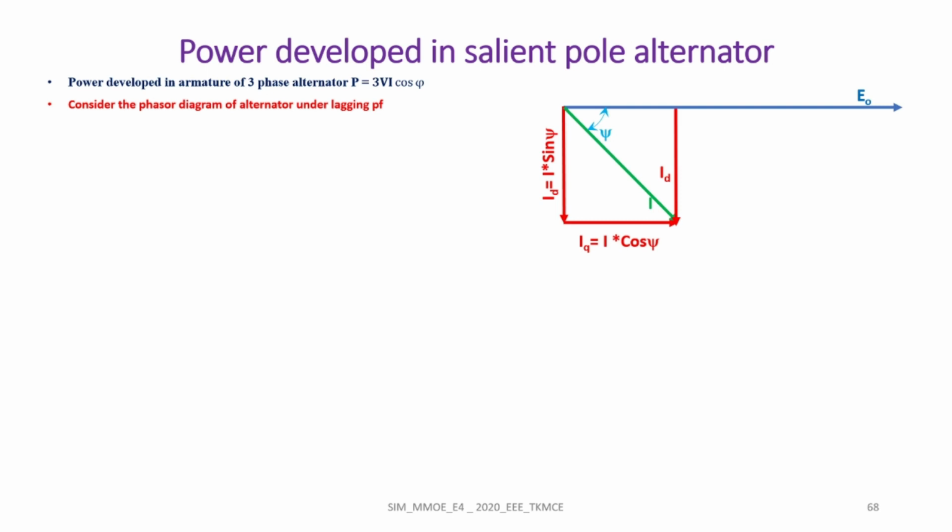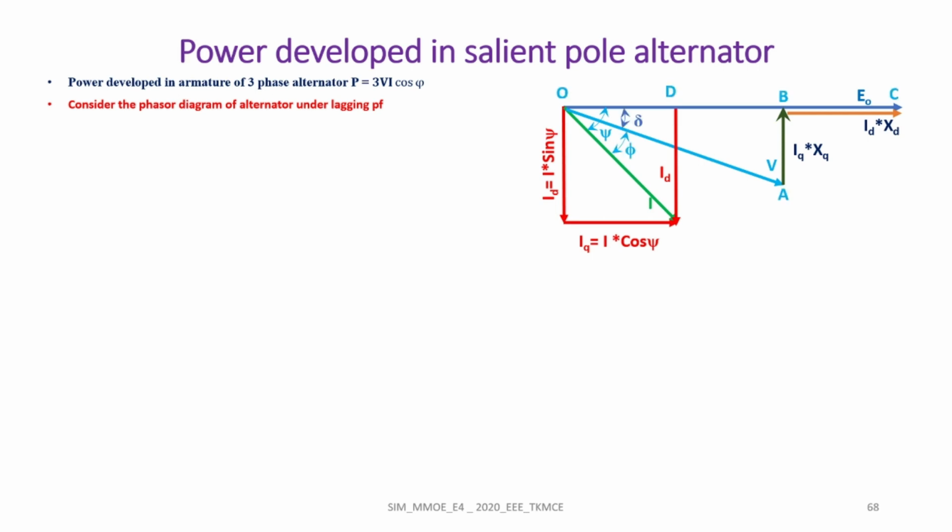In this case, we are neglecting the armature resistance drop in order to simplify the analysis. First of all, IDXD, which is leading ID by 90 degrees, then IQSQ drop, which is leading IQ by 90 degrees, and this is the terminal voltage V. The angle between E0 and V is delta and the angle between V and I is phi.